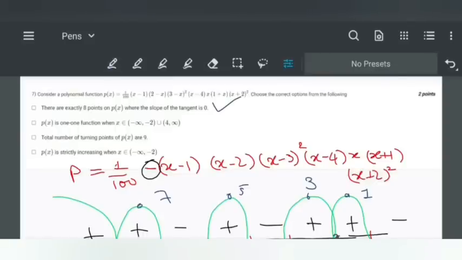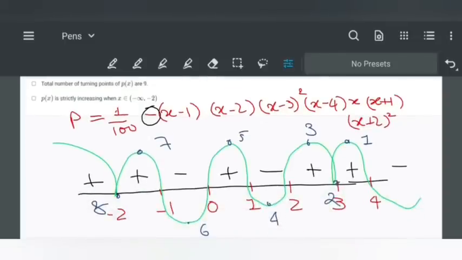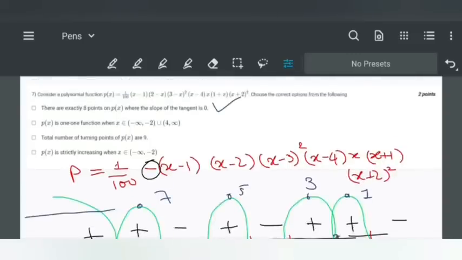Second option, p(x) is one-one function where x belongs to minus infinity to minus 2 union 4 to infinity. A one-one function passes the horizontal line test. So minus infinity to minus 2, yes, it passes the horizontal line test, and 4 to infinity also passes the horizontal line test. Hence the function is one-one in the given region. Second option is also correct.